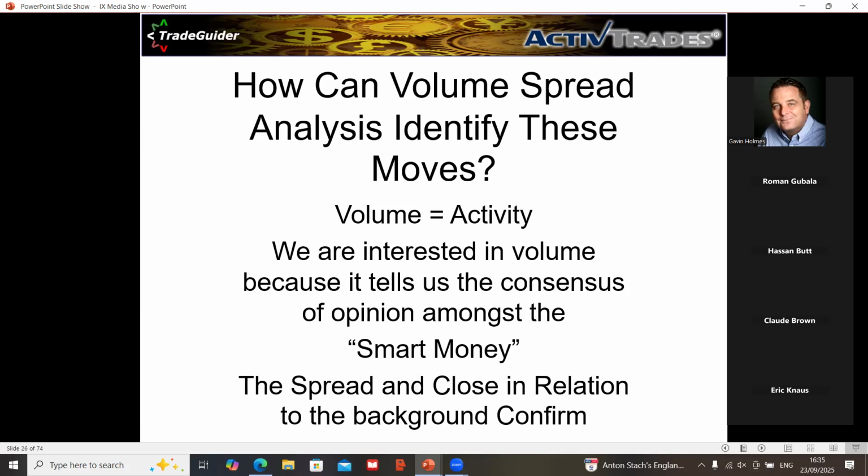We're not AI. Well, not yet. We might be. But volume is activity. We, and I'm talking about everyone listening, and there's a lot, because it tells us the consensus of opinion amongst the big money, the smart money, as I call them. The spread and the close in relation to the background confirm what they're trying to do.